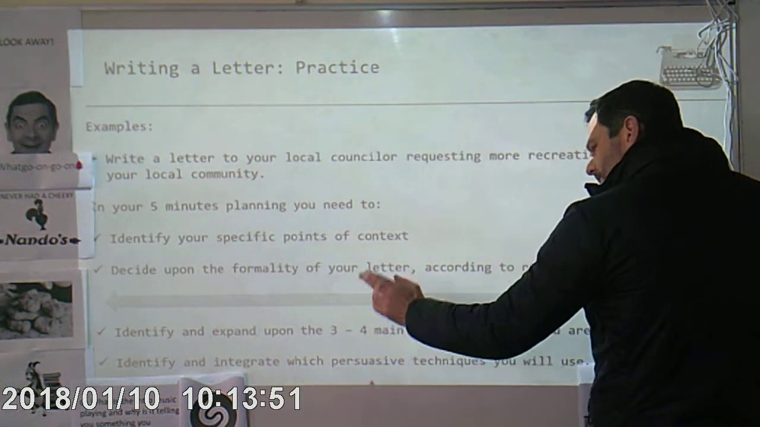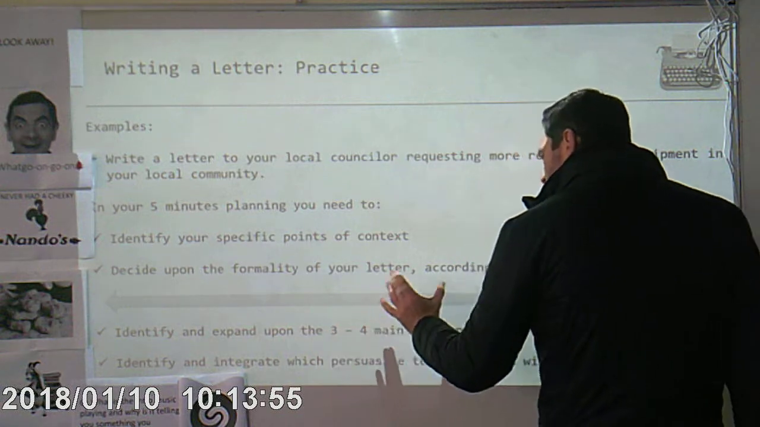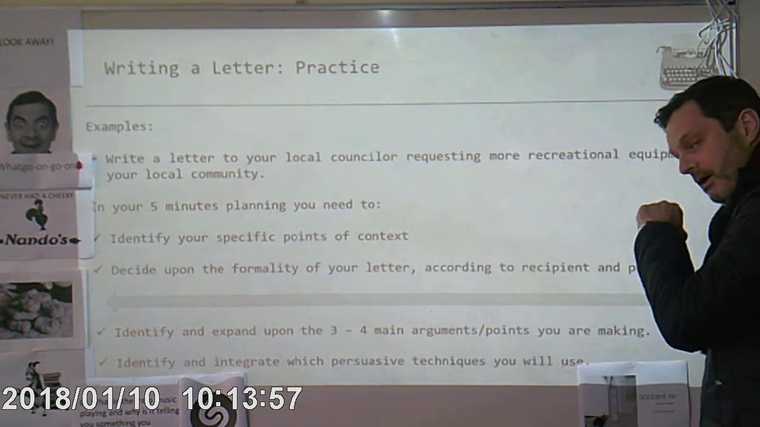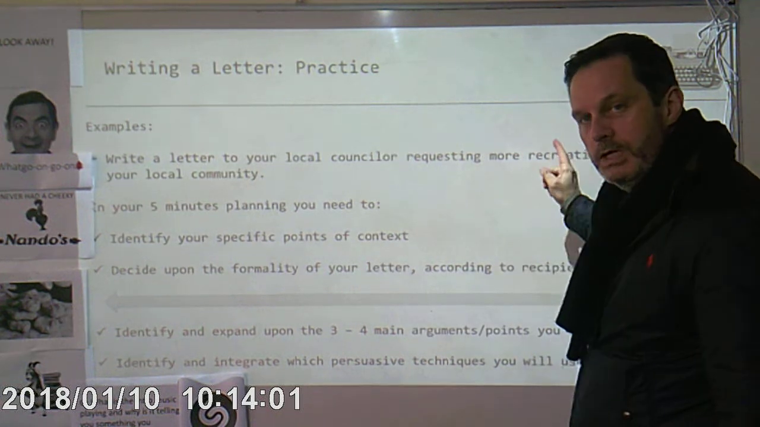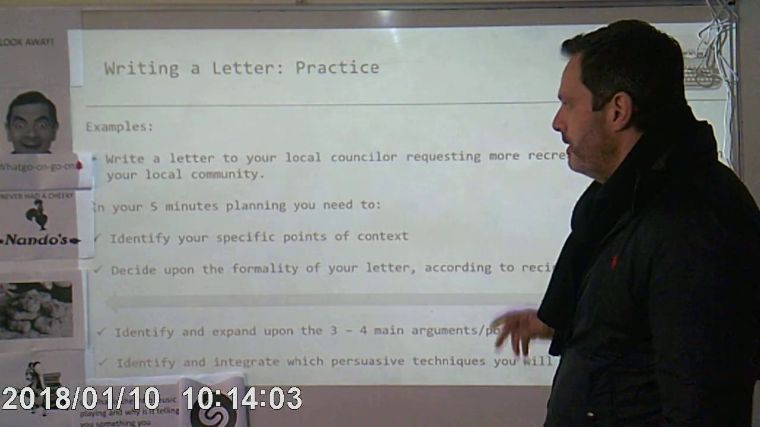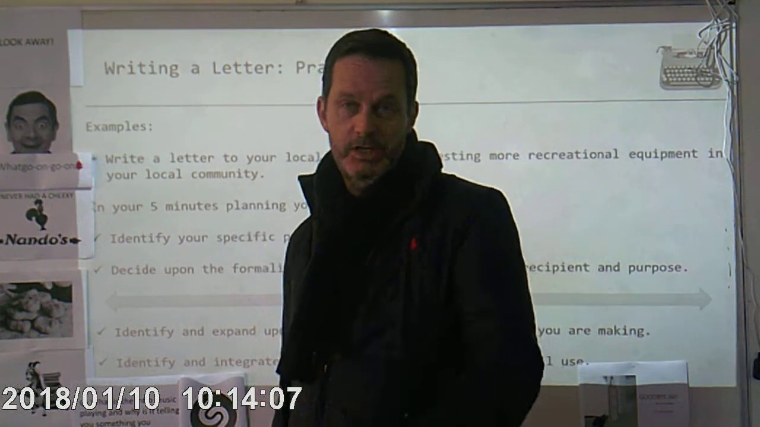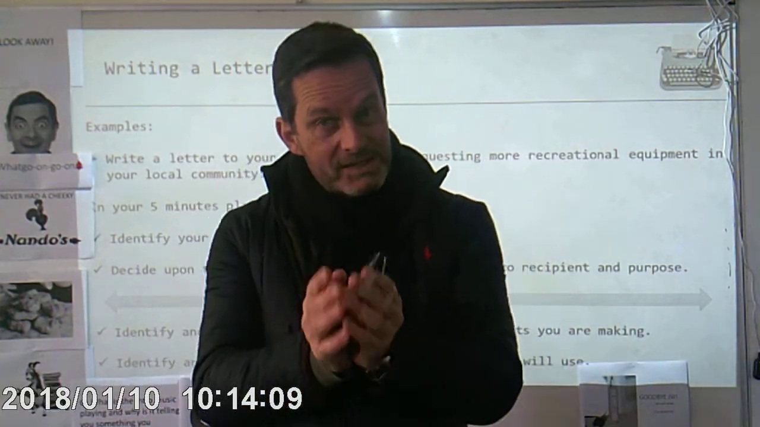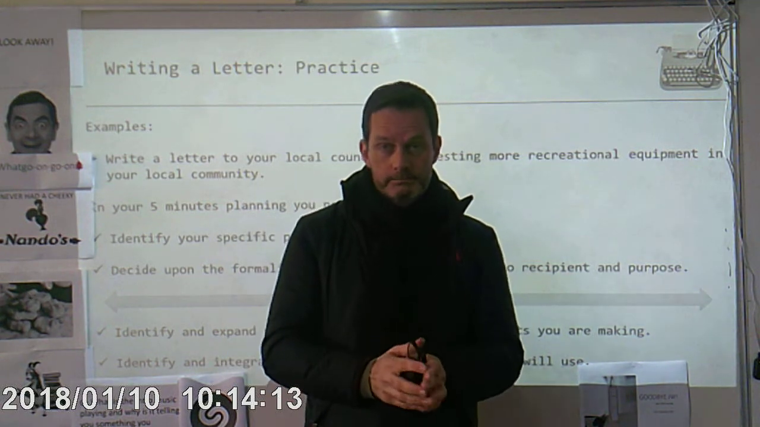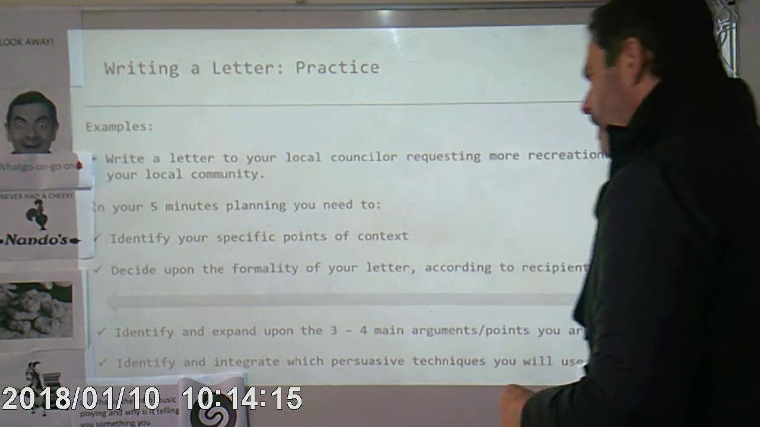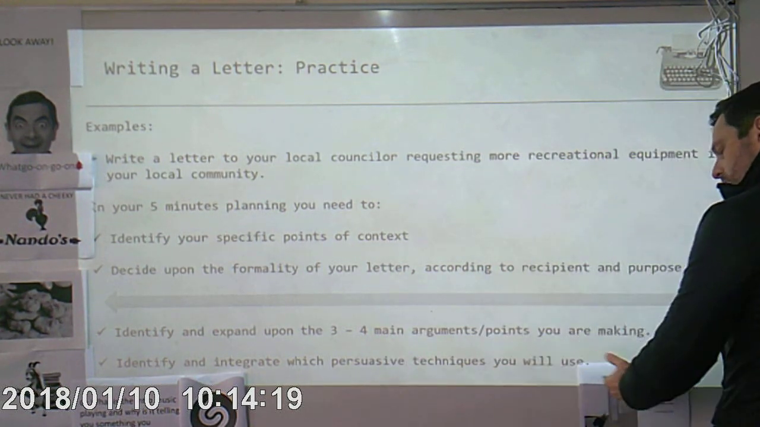This is the key one here. You need to identify, and this is the part of your planning, the identification and expansion on 3 to 4 main arguments based on the point you are making. You are saying, why do we need more recreational equipment in our local community? That is the thought process. That actually is the thing they are testing on. The sophistication of your thoughts and how clearly you can articulate them. Okay? And within that, you've got to identify and integrate which persuasive techniques you'll use.